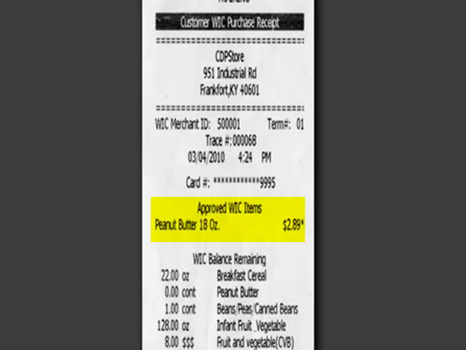The approved WIC items that were purchased are listed, and the WIC balance remaining, which shows the remaining benefits available for the benefit period. At the bottom of the receipt, it also lists the date that the current benefit period expires.